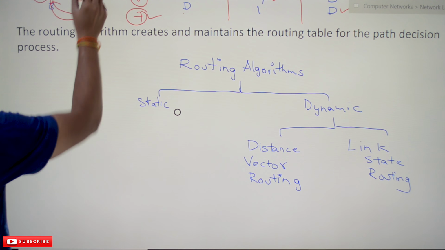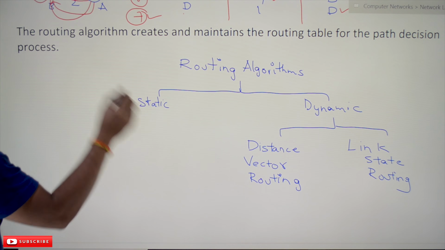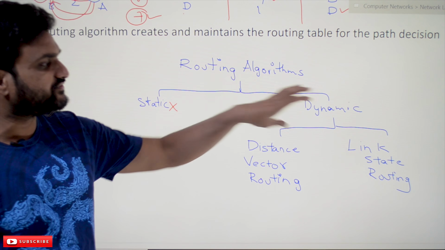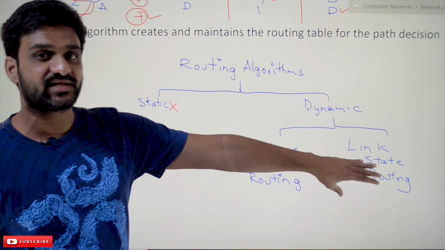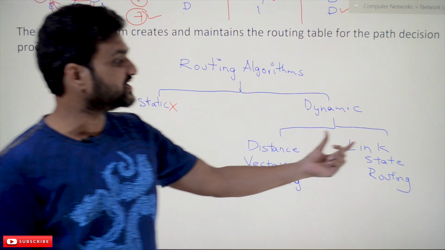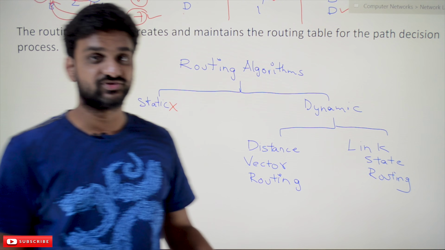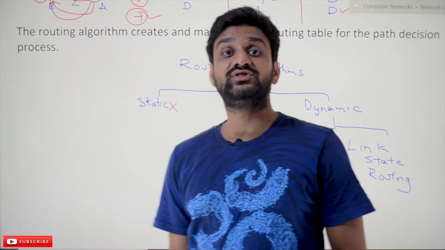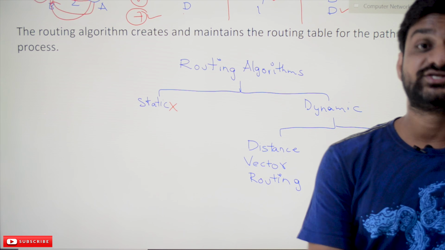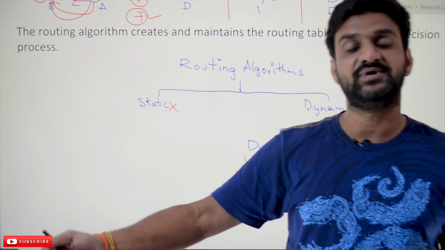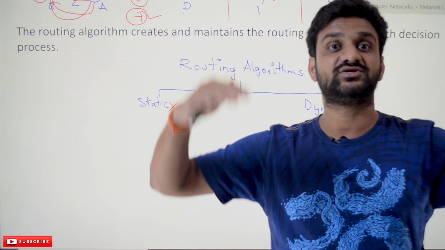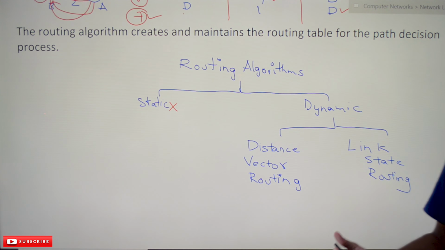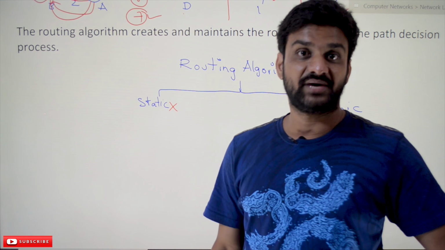The other way is dynamic routing algorithms. There are two different types of dynamic routing algorithms: distance vector routing and link state routing. So just try to remember these names. We will discuss how the distance vector routing algorithm generates the routing tables, the entire process of distance vector routing, and also link state routing, in our later classes.